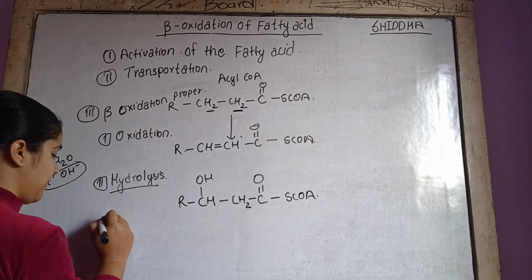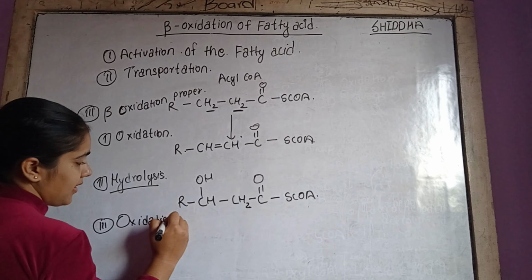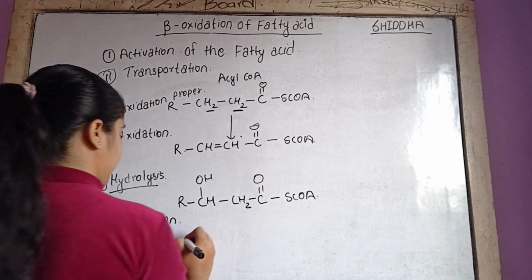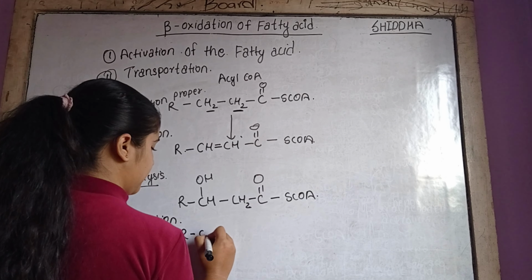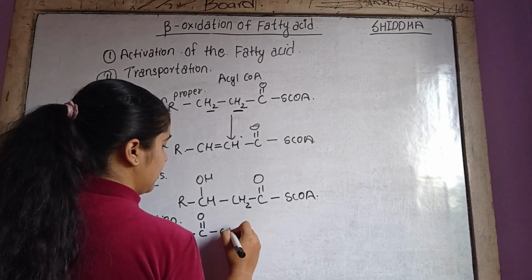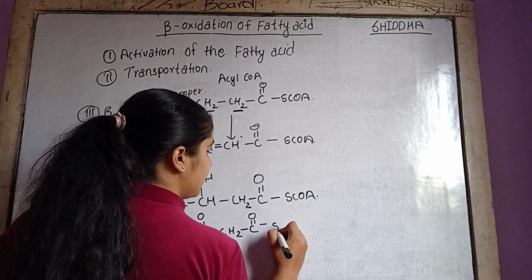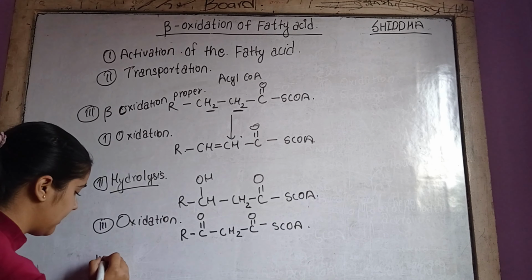Third step is again oxidation. So here oxidation in the beta carbon will take place. So one hydrogen will be removed from here. So we will get a compound like this. And the last step is the cleavage.